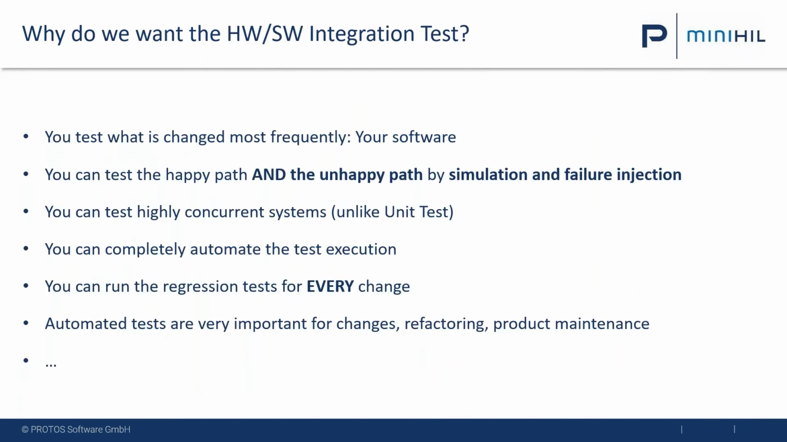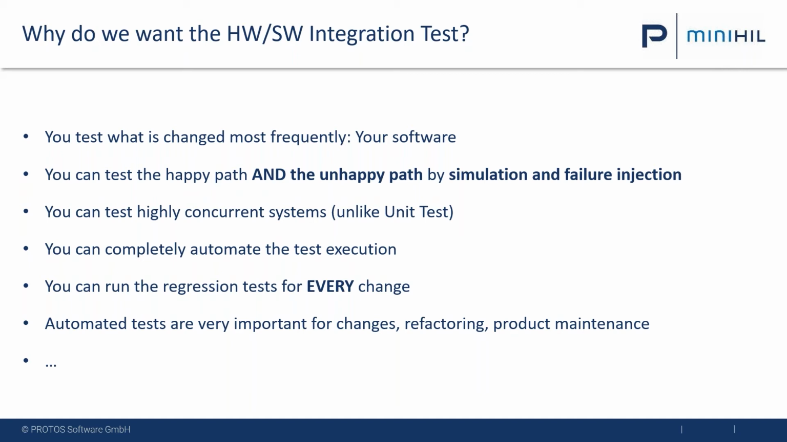So why do we want the hardware-software integration test? You want to test what is changed most frequently, and that's your software. So you will not change the hardware every minute or every hour, but you will change your software while you're developing very, very fast. Then you can test with such a setup the happy path and the unhappy path, so all the errors you want to test by simulation and failure injection. That's really hard to do with a hardware system because you actually need to destroy the motor or the sensor or whatever. You can test highly concurrent systems, unlike unit tests.